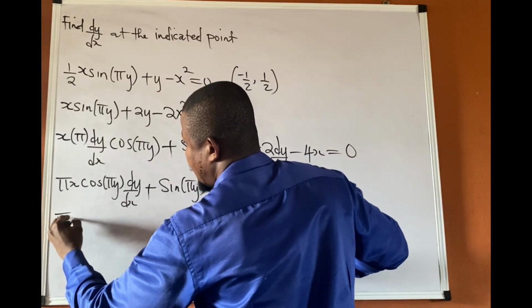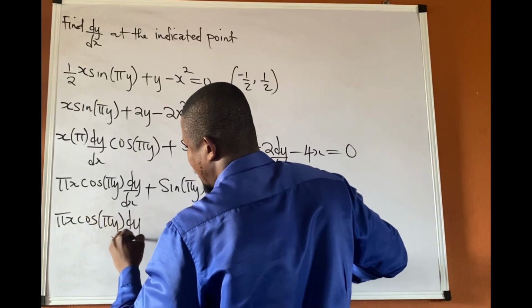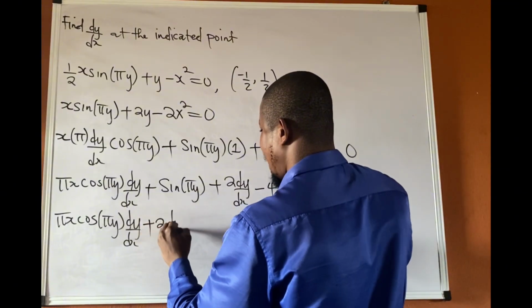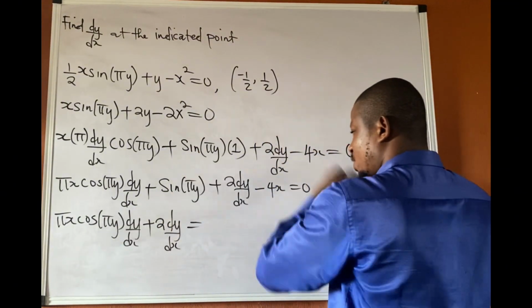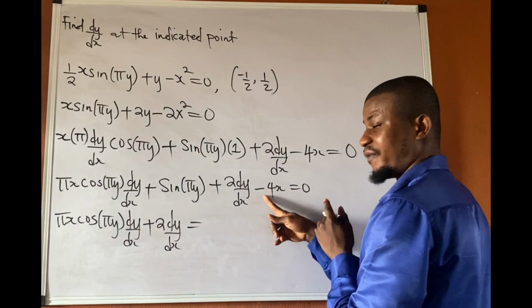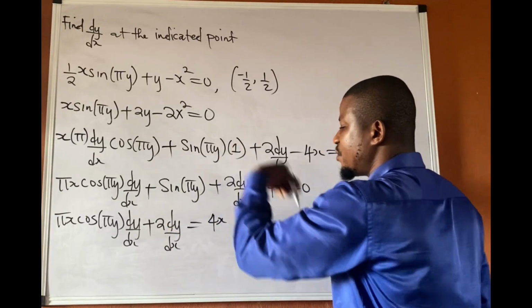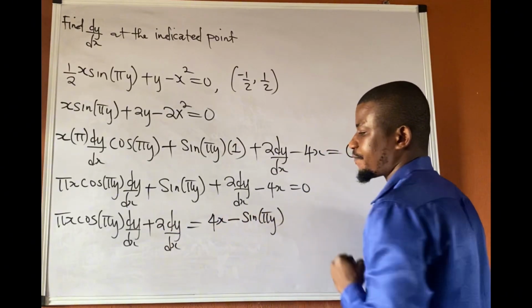So we have pi x cos pi y dy/dx plus 2 dy/dx. All the terms with dy/dx should come to this side. Then we move this one over. But because I'm seeing negative here, I would prefer to move this one first so that it will be positive on the other end. I have 4x. When I move this, I have negative sine pi y.